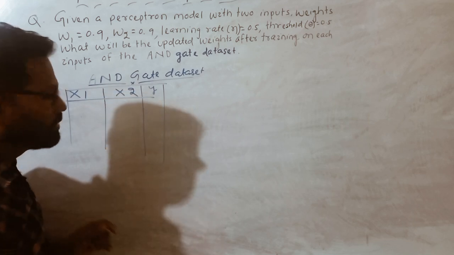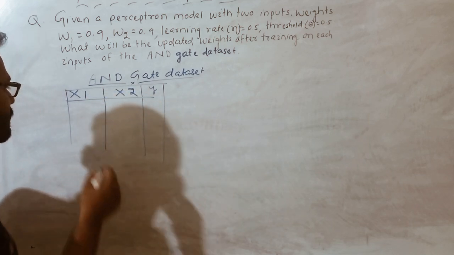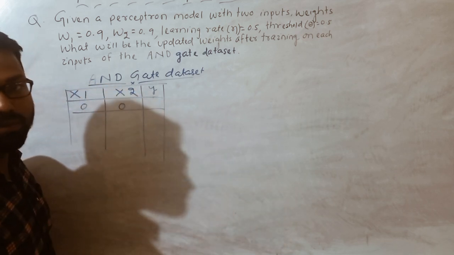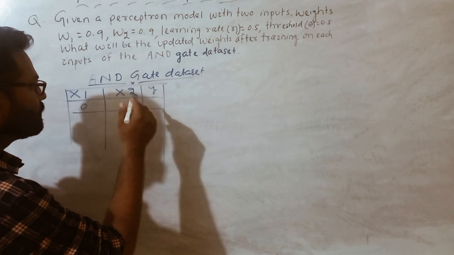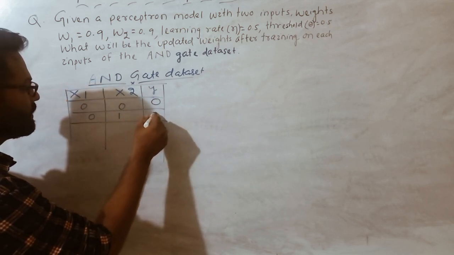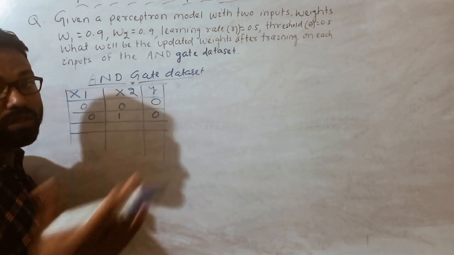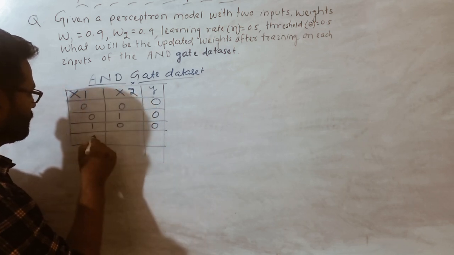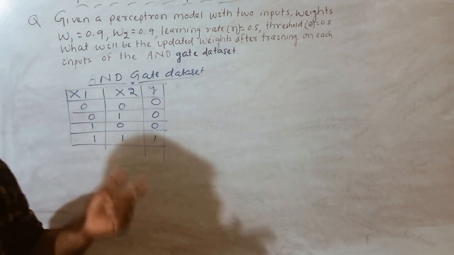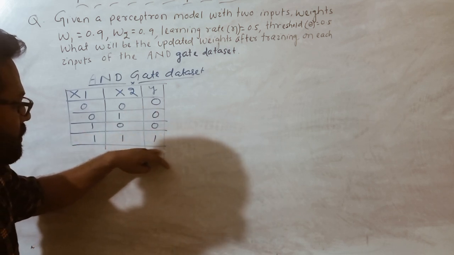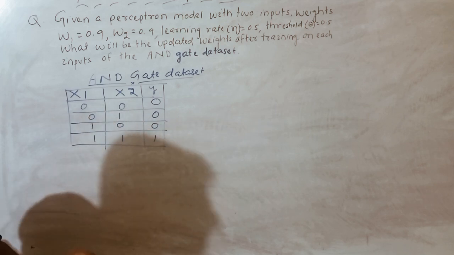For the combination of inputs x1 and x2 equal to 0 0, what is the value of y? The value of y is equal to 0. You all know that the AND gate provides output 1 when both inputs are 1. Otherwise, it is going to provide 0. So when both inputs are 1, the AND gate is going to provide output 1. So this is the dataset, and we also have to create our perceptron model.